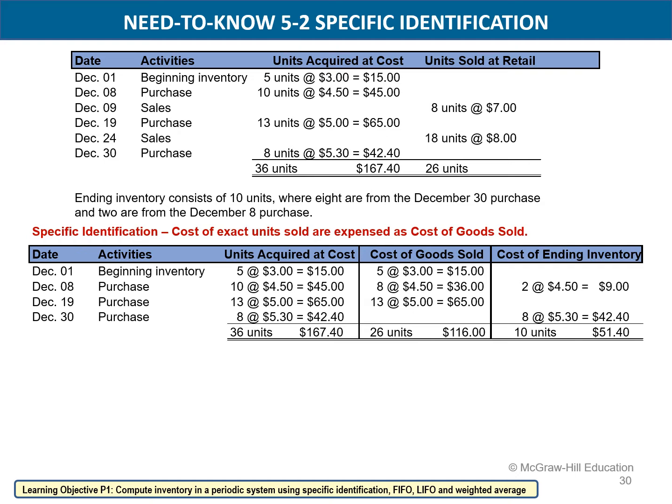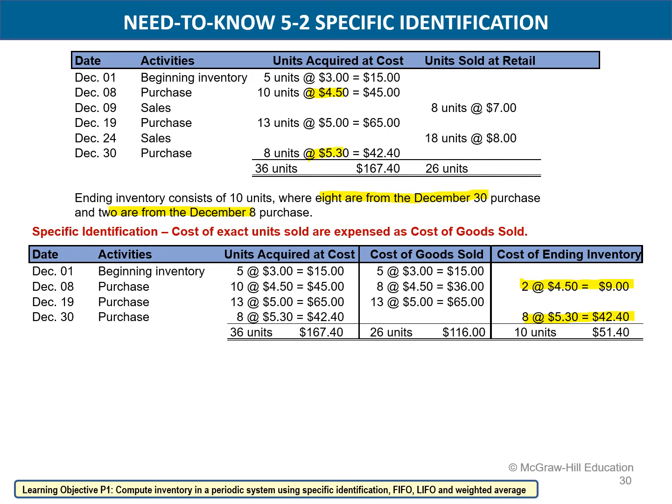Oh, I thought those were going to come in periodically. Here's how it goes. So under specific identification, they're saying that the units that are assumed to be left in ending inventory are 8 from December 30th and 2 from December 8th. So our ending inventory has 2 from the December 8th purchase, and those were purchased at $4.50 a unit. So there's $9 there. And then they have 8 from the December 30th purchase. And the December 30th purchase was $5.30 each. So 8 times 5.30 is $42.40.